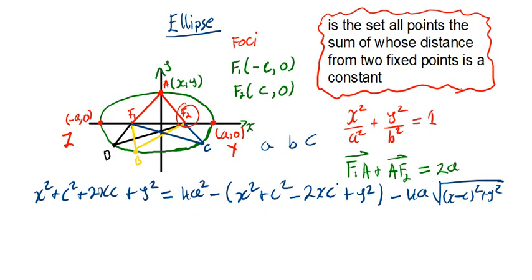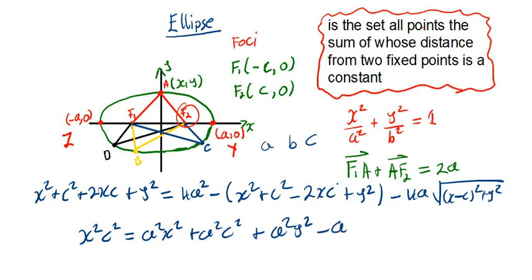You're going to end up with something like x squared c squared equals a squared x squared plus a squared c squared, c squared plus, that's supposed to be plus a squared y squared minus a to the fourth. That's more like the x to the fourth that I had, which was resulting to that.